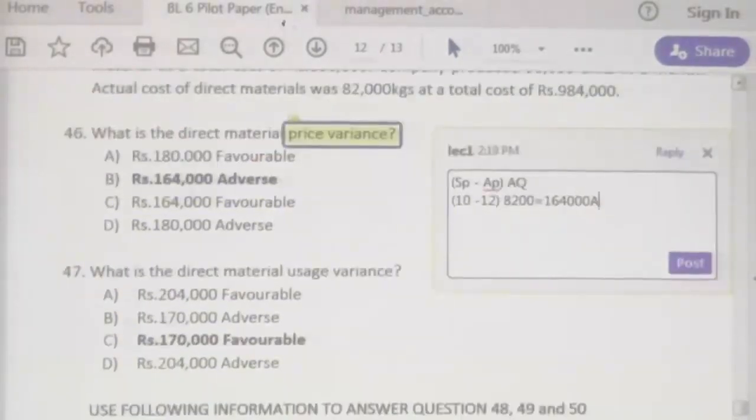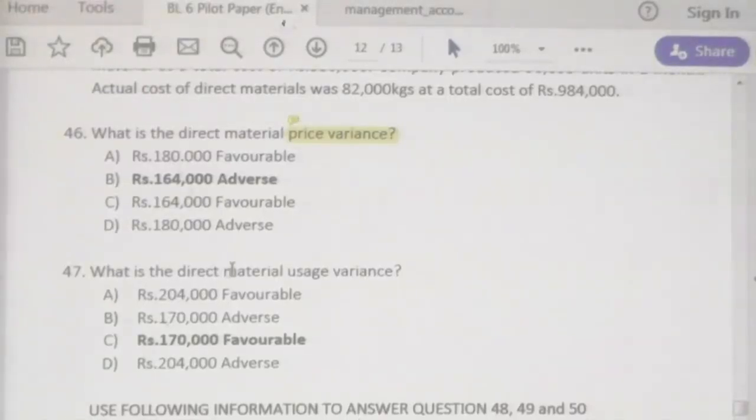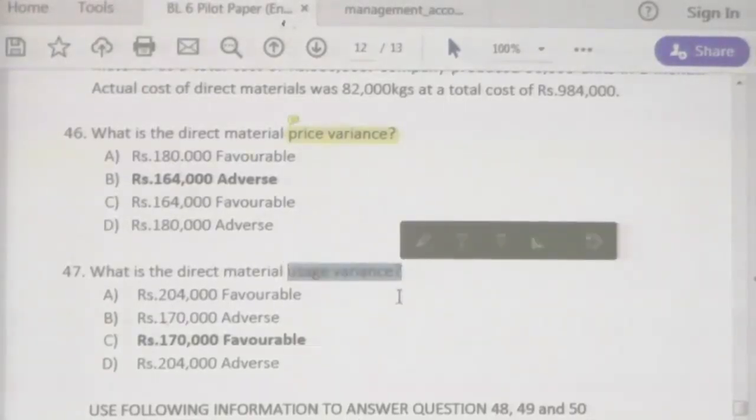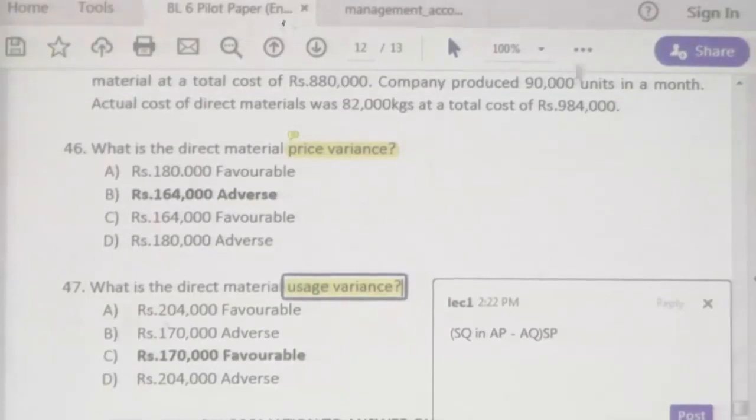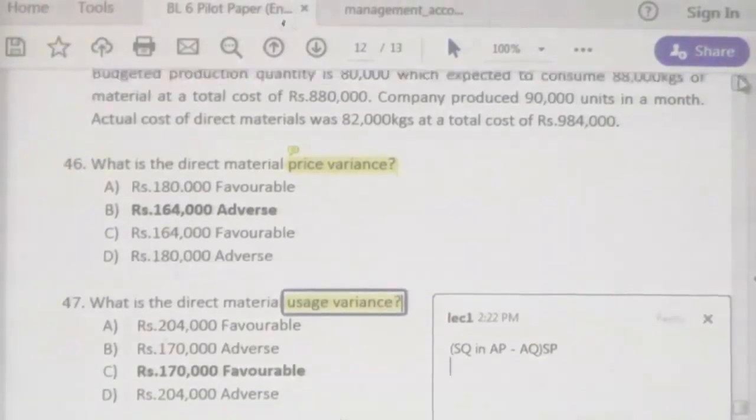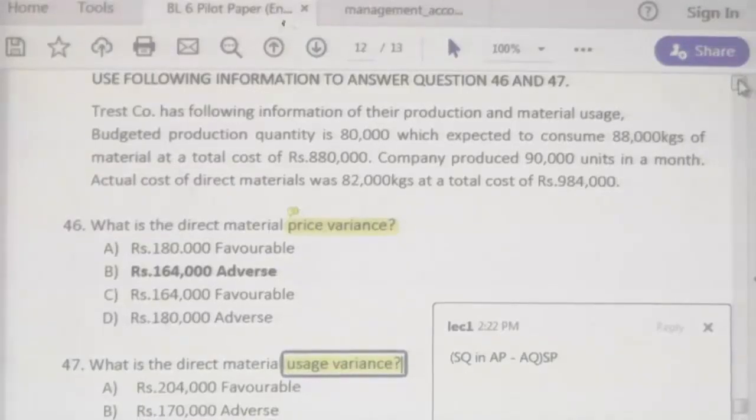Answer: 164,000 adverse variance. Now let's move into the second question. They are asking for material usage variance. Again I will give you the formula. Material usage is quantity, not price, therefore we start with the standard quantity in actual production minus actual quantity, into standard price. Let's take the standard quantity in actual production. How much did you actually produce? 90,000 units. What would be the standard quantity per unit?